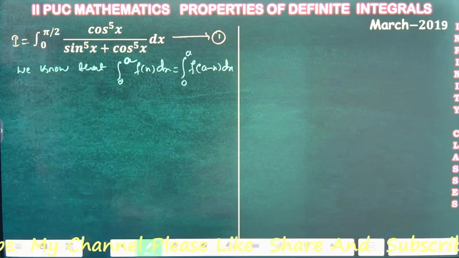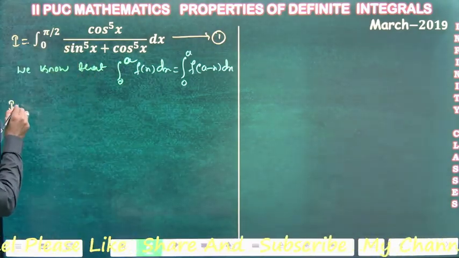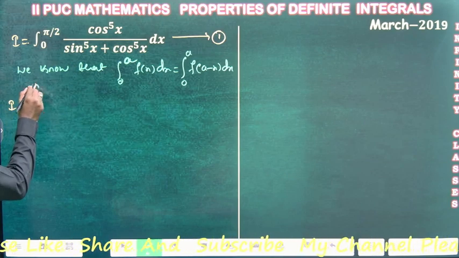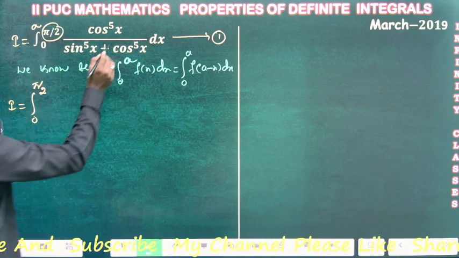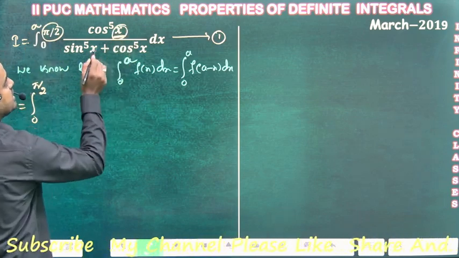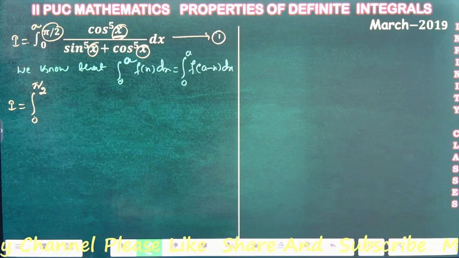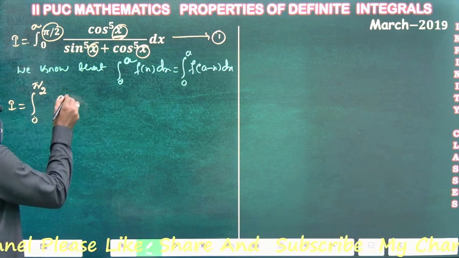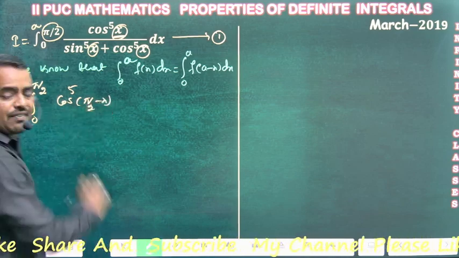Now applying the property here, that is I is equal to 0 to 5 by 2. So here what is a here? 5 by 2, that is a here. That is x changed to what? 5 by 2 minus x, in the given integral. That is cos raised to 5. Don't bother about the power, keep the power 5 as it is.